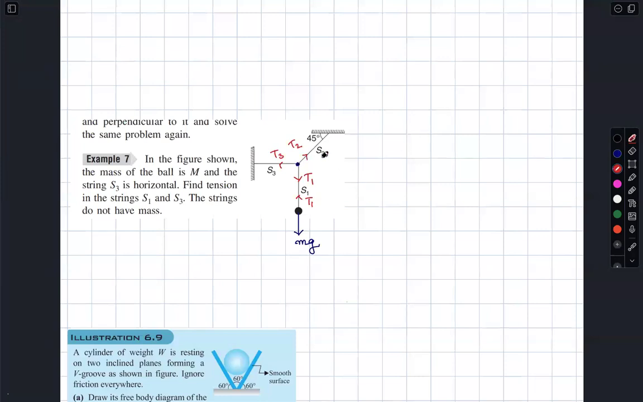Right. Now you take this point. This point is experiencing forces like this: T2, T3, and T1, which is equal to mg. And the system is in equilibrium. So from vectors, you can write Lami's theorem here. T1 by sine of total 180 minus 45.